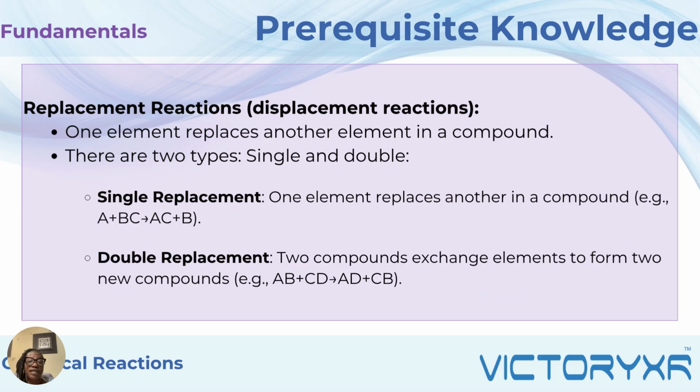Then you have a double replacement reaction where two compounds exchange elements to form two new compounds. So it's like going on a double date and you both leave with different partners. So AB plus CD go out together, and then AD and CB leave together.